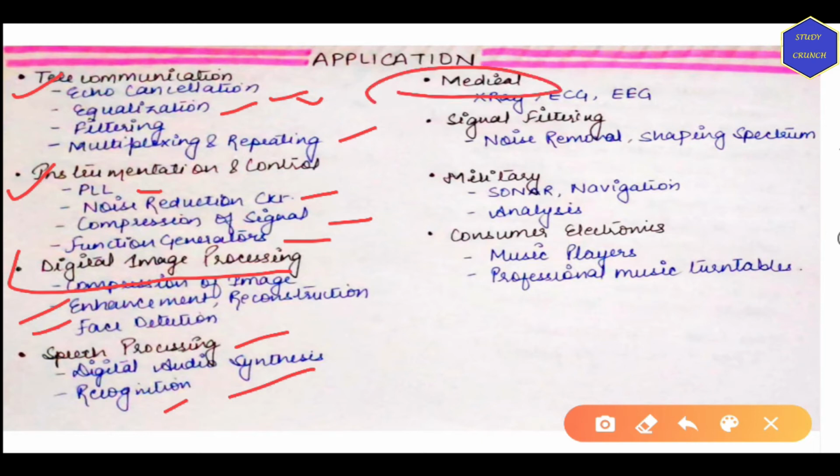In medical terms, it is used in X-rays, ECGs, EEGs, signal filtering, noise removal, shaping spectrum. In military, it is used in sonar or navigation. Then in consumer electronics that we use in our day-to-day lives, it is used in music players, music turntables. So this was the application of DSP system.